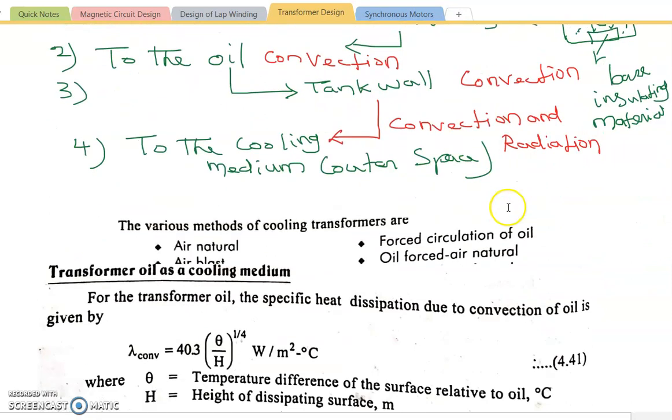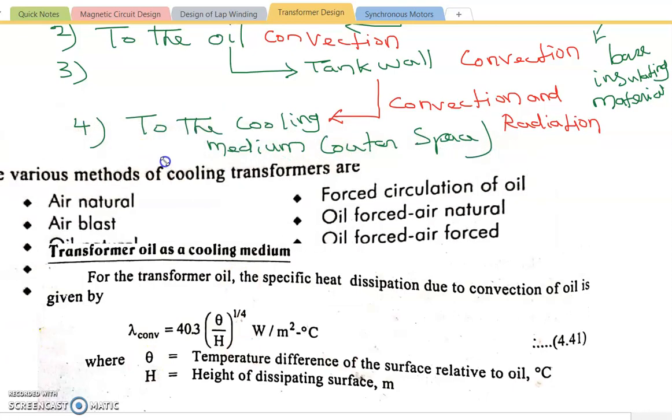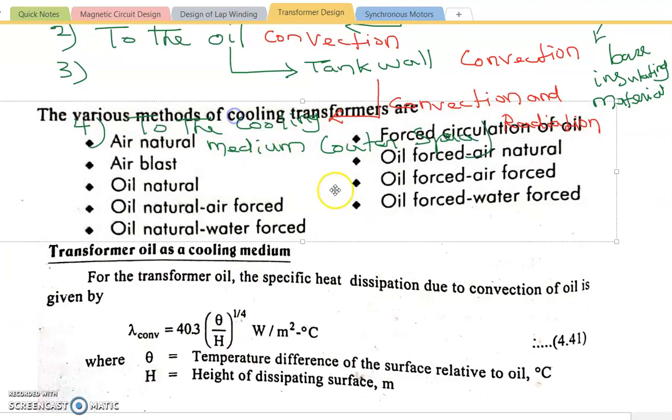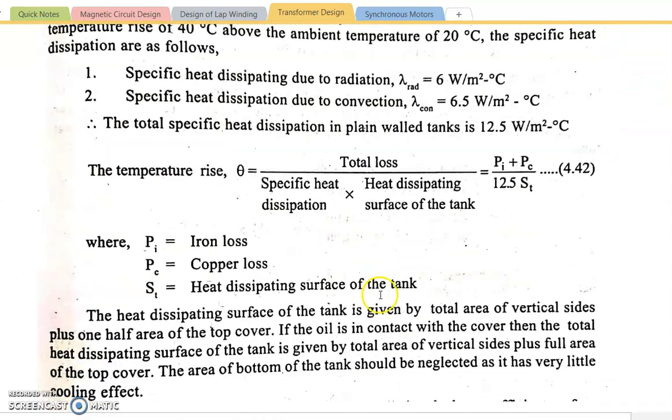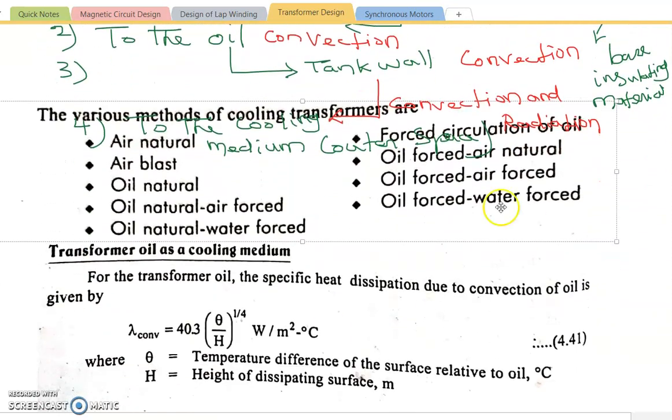Okay. So next, what we are going to discuss is the types of cooling of transformer. These are the various methods of cooling of transformer, which include air natural cooling. If the transformer is simply kept in air as the medium, that is represented as air natural cooling. If air is circulated or blasted through a fan, that is represented as air blast cooling. So this is air cooling.